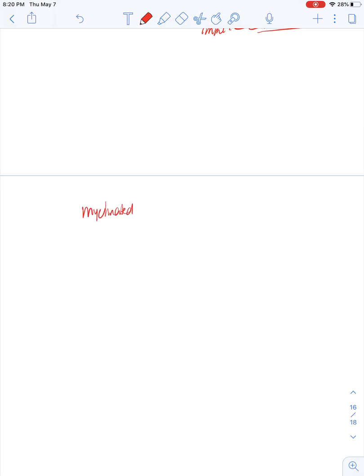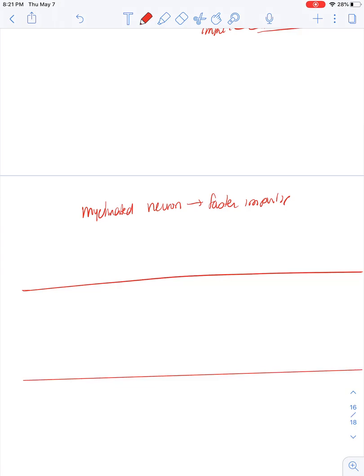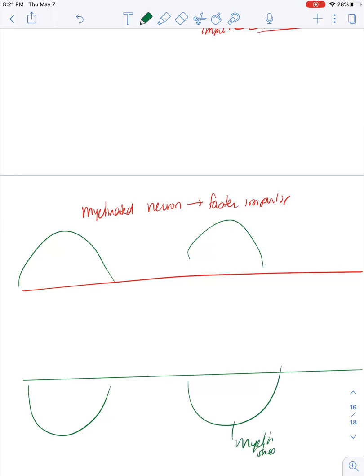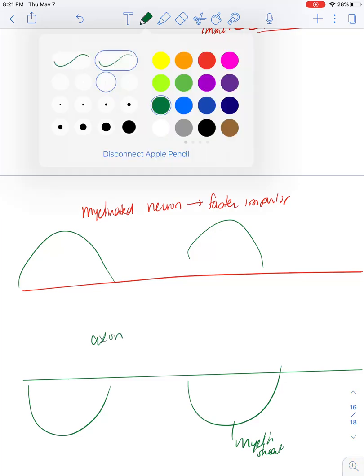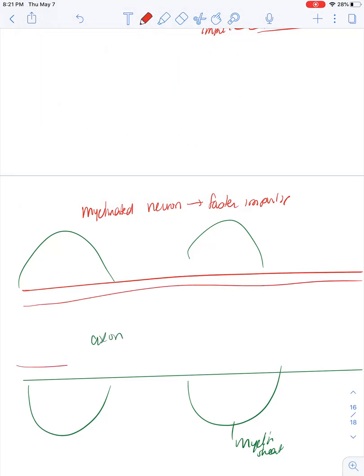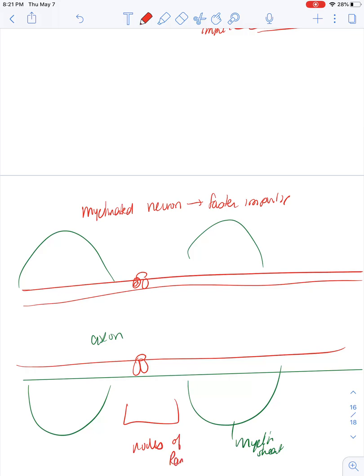Myelinated neurons conduct impulses faster than non-myelinated neurons. I talked in my last lesson about the myelin sheath. When you have a myelin sheath, it surrounds the axon. That means the sodium channels are located only in the nodes of Ranvier. That's where the sodium channels are.